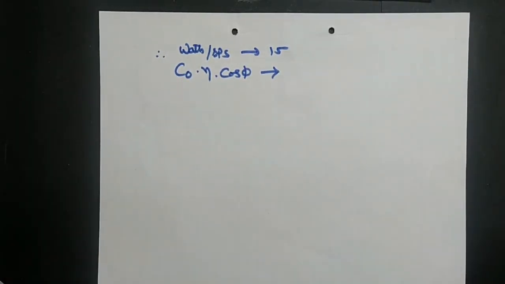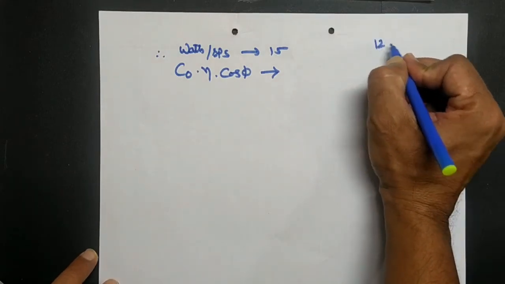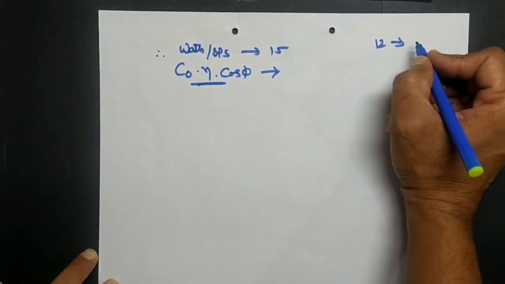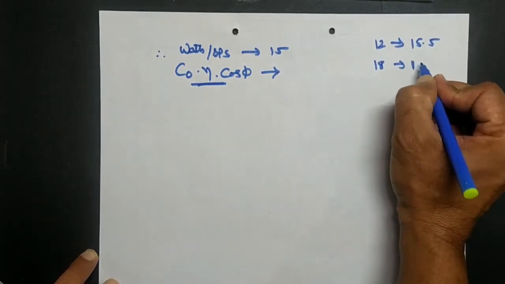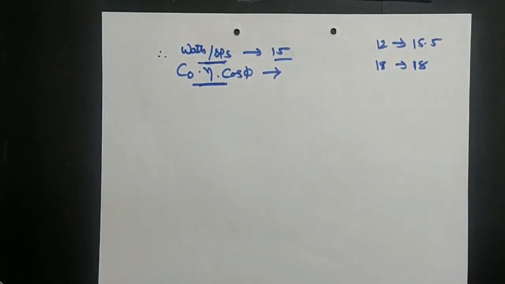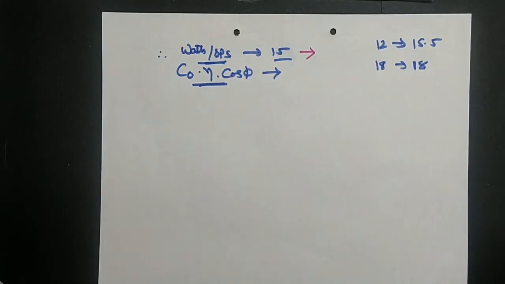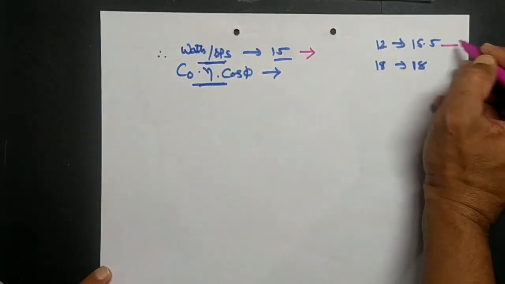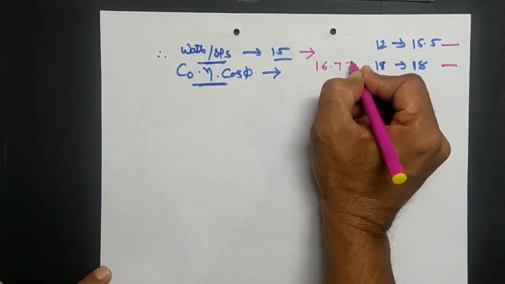Sometimes the table is given, sometimes it is not given, but we should know the approximate values. For watts per RPS of 12, we can take this quantity as 15.5, and for 18 it is exactly 18. Now our watts per RPS is 15, so we have to find a certain value for the 15 watts per RPS ratio. Suppose we consider in between 15.5 and 18, then let us take 16.75.